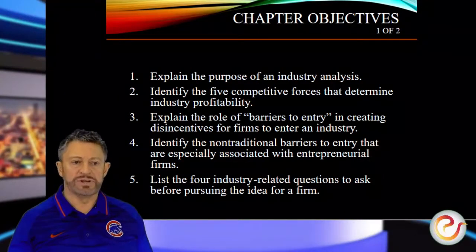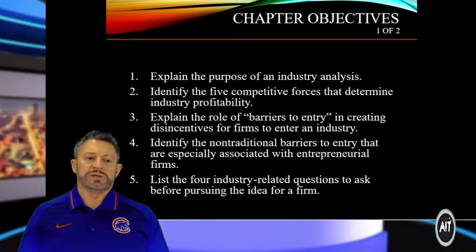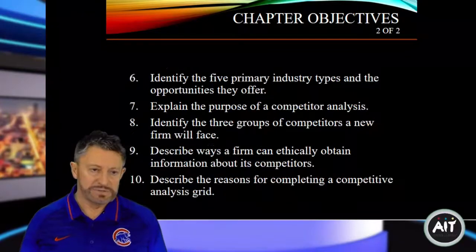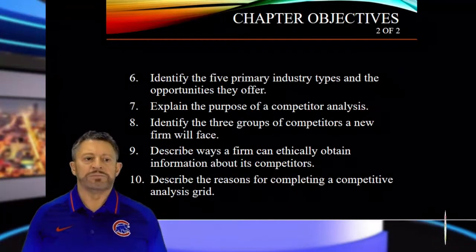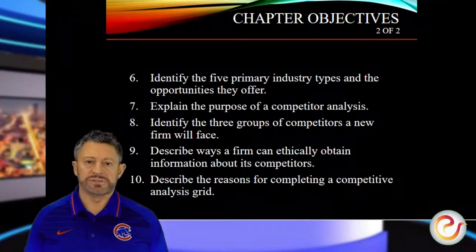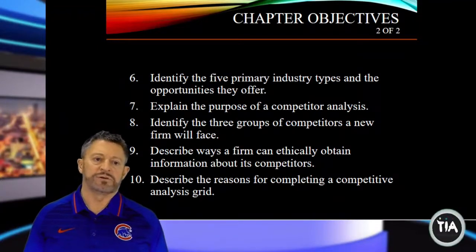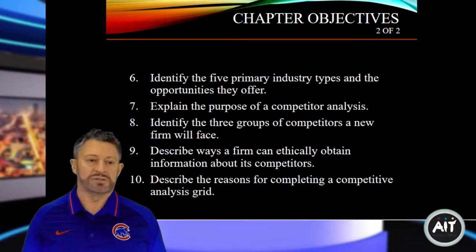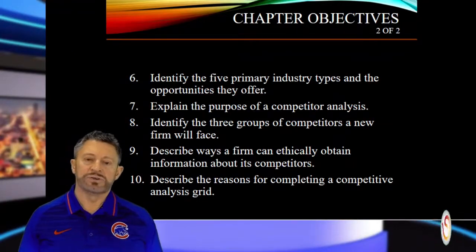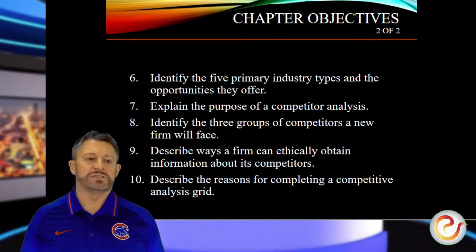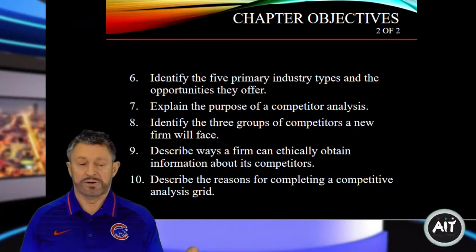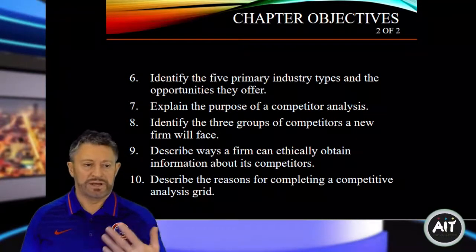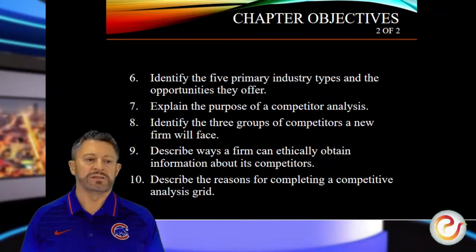So we look at the four related questions to ask before pursuing an idea for a firm. Look at the five primary industry types and the opportunities that they offer. Explain the purpose of a competitor analysis, which I briefly just mentioned there. Look at the three groups of competitors that the new firm might face, and describe the way the firm can ethically obtain information about its competitors.